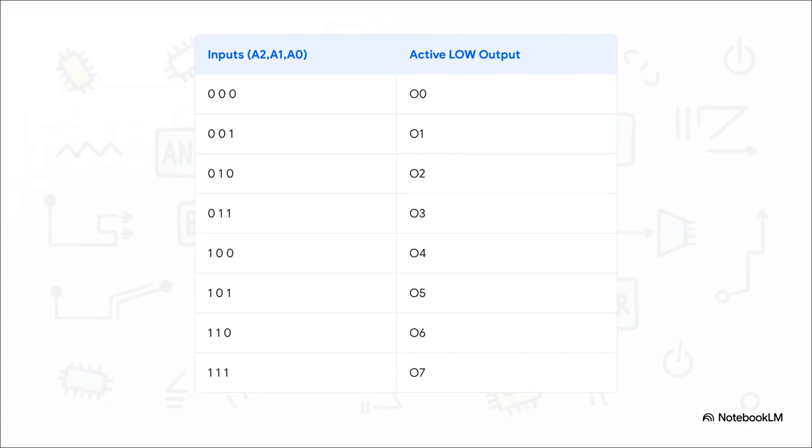And check this out. This is a truth table for a real-world decoder chip. No matter what 3-bit code you give it on the left, from 000 all the way to 111, just look at the outputs. Only one of them is ever active at a time. See that? For any given input, you get one active signal out. That's the decoder's signature move.